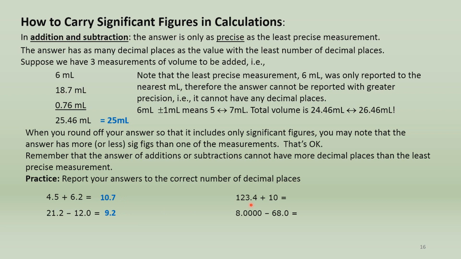In the case of 123.4 plus 10, no decimals and 1 decimal. So even though the answer technically is 133.4, we'll have to drop the 0.4 and report only to the nearest milliliter. 8.000 minus 68.0. Well, technically that's minus 60, but since we only have 1 decimal in this number, we can only report 1 decimal in our answer.